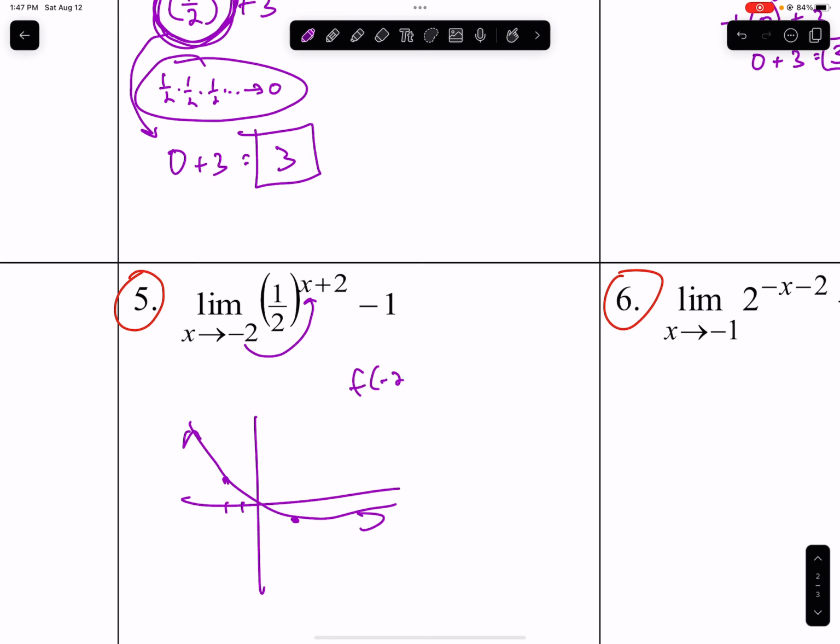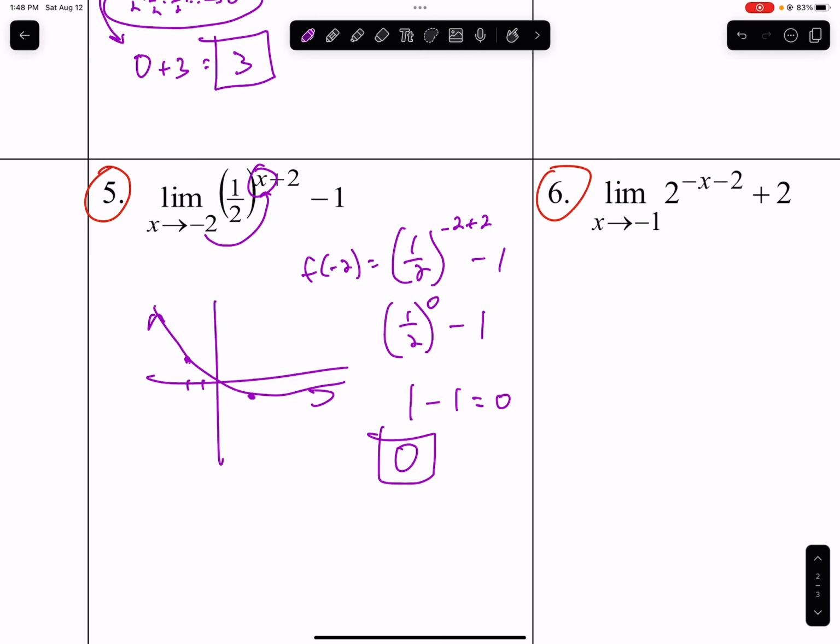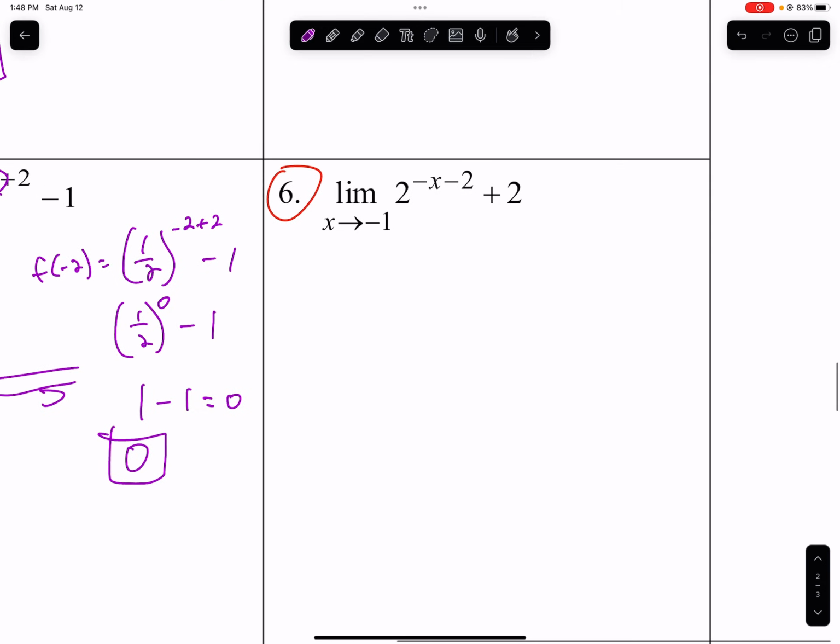So f of negative 2, I'd plug it in and get (1/2) to the negative 2 plus 2, minus 1. I just plugged in negative 2 for x. This part is 0, so I get 1/2 to the 0 minus 1. Anything to the 0 power is 1, and 1 minus 1 equals 0. So this one, the answer would have been 0. That would have been the y value that we're approaching as x approaches negative 2.